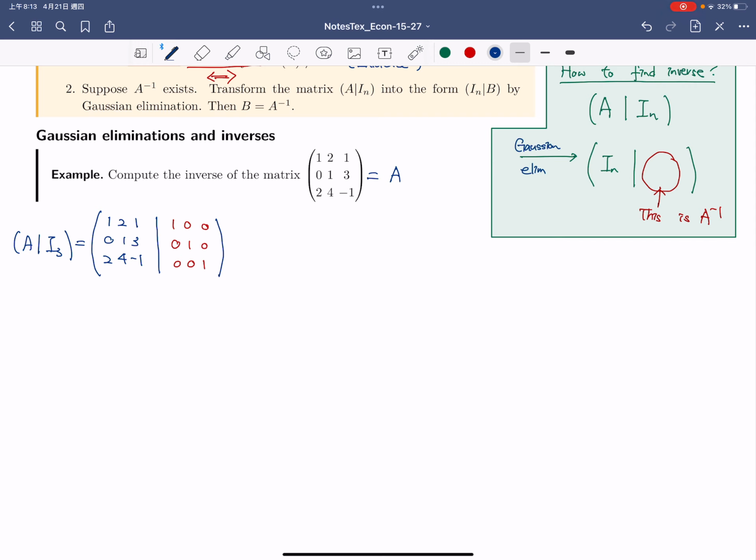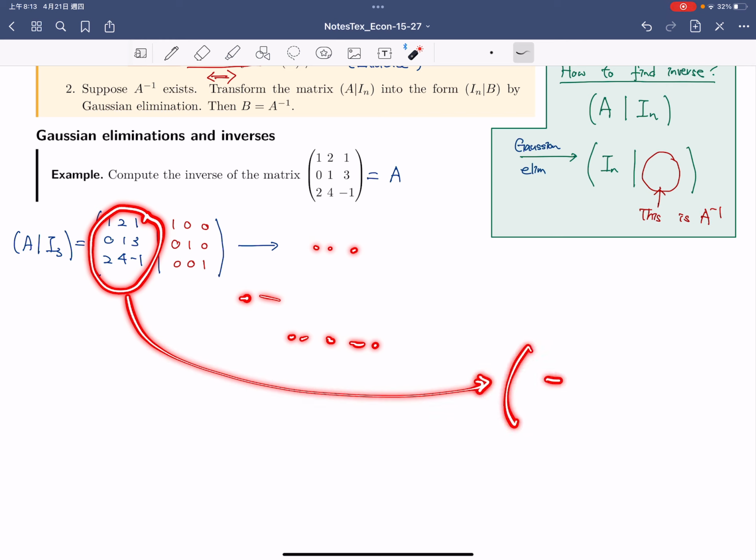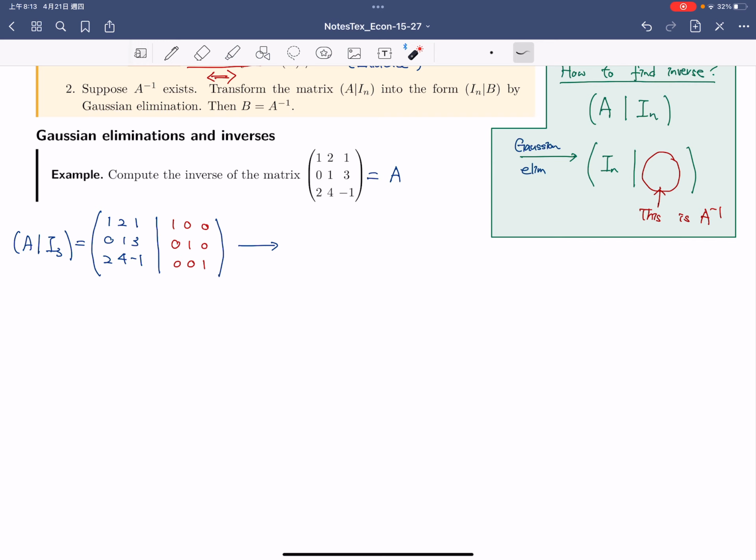And then what I'm going to do is to use row operations, Gaussian elimination. So after many steps, I hope that the left-hand side would become an identity matrix, okay? And then whatever junk I have on the right would be my inverse matrix. So let's do it carefully. So we want to transform this into the identity matrix. So we do the Gaussian elimination.